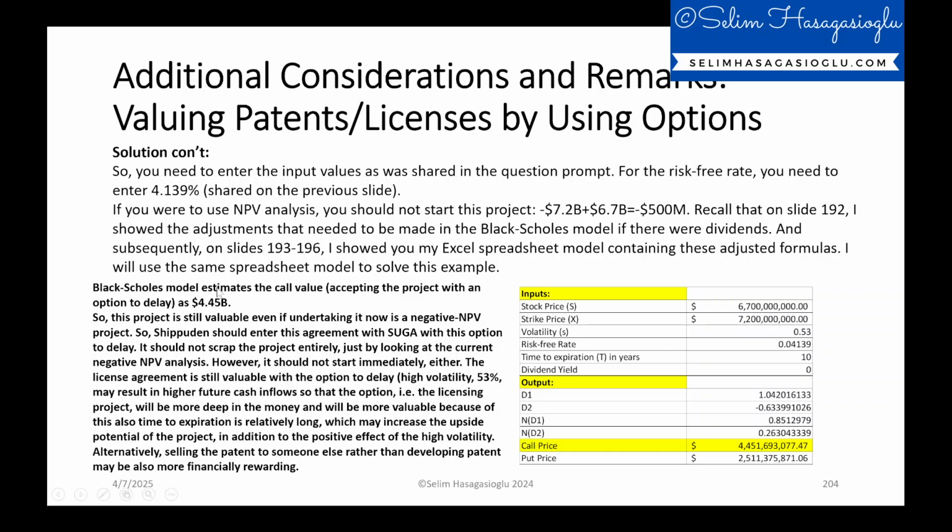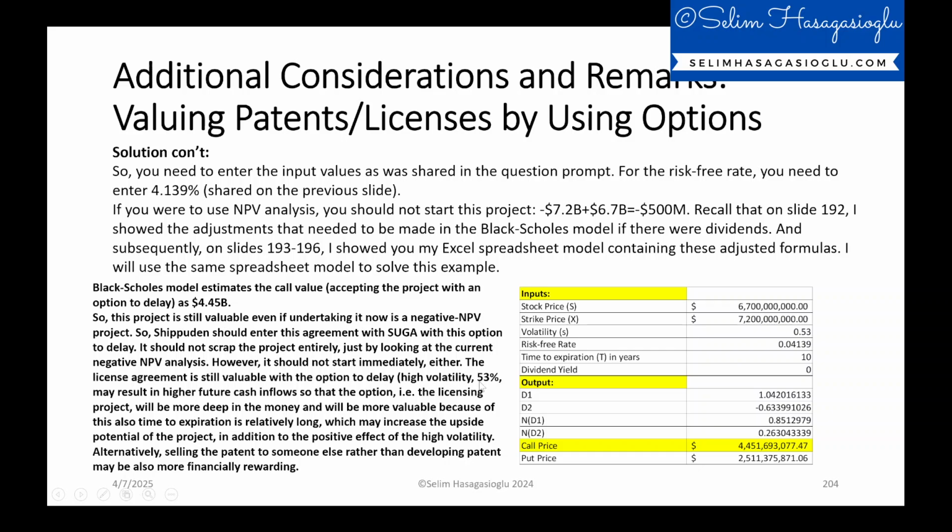So the Black-Scholes model estimates the call value of accepting the project with an option to delay as $4.45 billion. So this project is still valuable even if undertaking it now is a negative net present value project. So Shippuden should enter this agreement with Suga with this option to delay. It shouldn't scrap the project entirely just by looking at the current negative net present value analysis. However, it shouldn't start immediately either. The license agreement is still valuable with the option to delay.